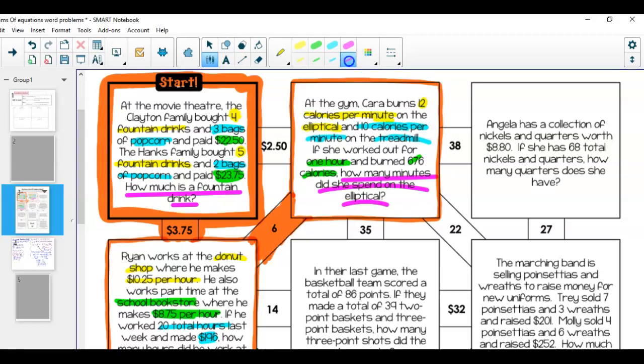Right, so this is kind of similar to the last one we did because they give us a number, then they give us two totals: the total time she worked and the total amount of calories. So the numbers here are numbers of calories. The two things we don't know are how many minutes she spent on the elliptical and how many minutes she spent on the treadmill.